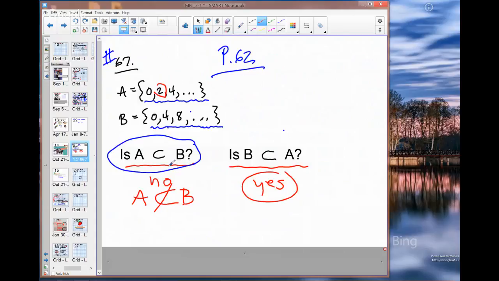Why is A not a subset of B? Because A is all even numbers in that pattern, and B is all numbers divisible by 4. Can you give me one number from set A that's not in set B? 2. That's correct. That's all you need. Excellent. How about the other way around? Is B a subset of A? Yes, because all those numbers 0, 4, and 8 are, you can't see it, but 8's going to be up there too, right? Because if you keep that going, it's going to be one of the evens.